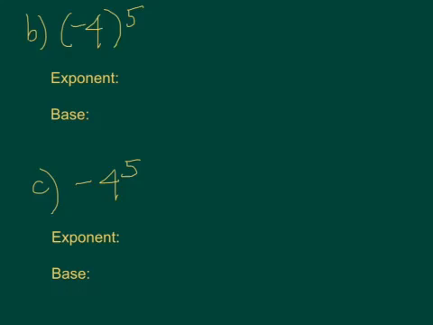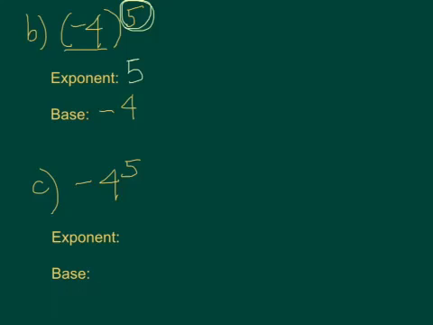Let's look at our next example. Now, notice here our base is in parentheses. So, what is our base? Our base is the number that's being multiplied, which is -4. And our exponent is the number of times it is being multiplied, which is 5. And I can see that I wrote those backwards, but that's okay.